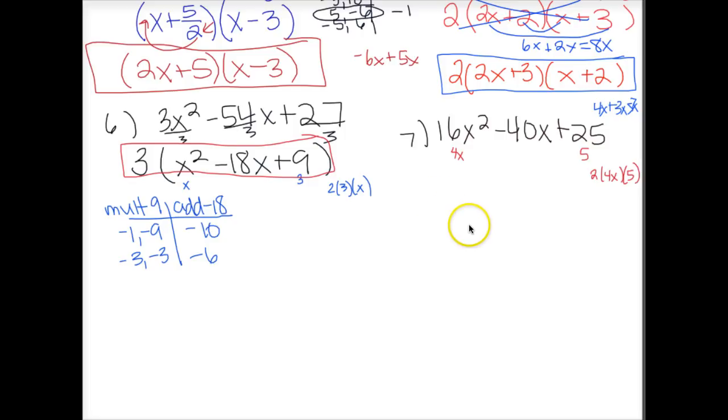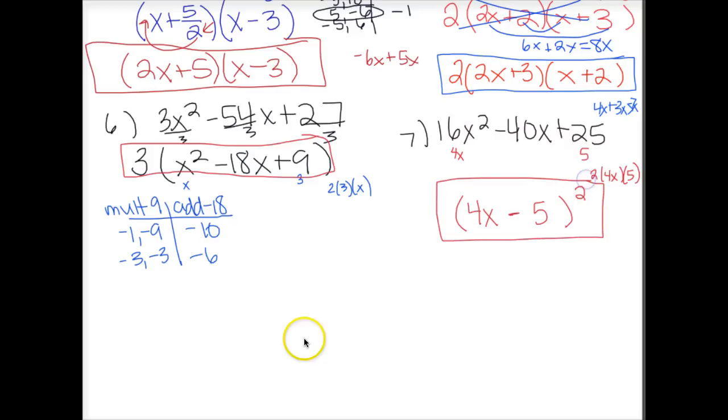Remember that PSTs, if you look back at your notes, they factor into a single parenthesis squared. So the square root of 16x squared is 4x. The square root of 25 is 5. And then I put the minus sign in the middle because the middle term is negative. So remember, the pattern is square root of the front goes in the front, square root of the back goes in the back, and the sign of the middle goes in the middle. So this is our final answer here, 4x minus 5 quantity squared.